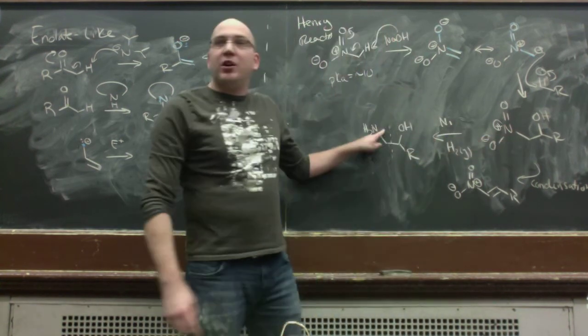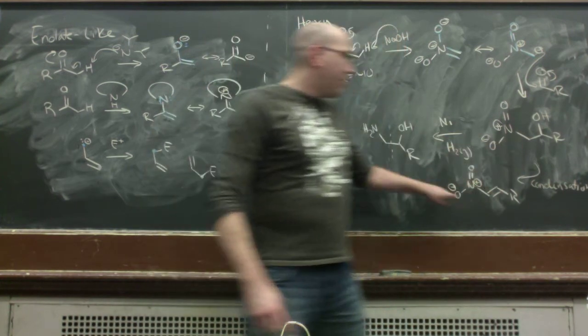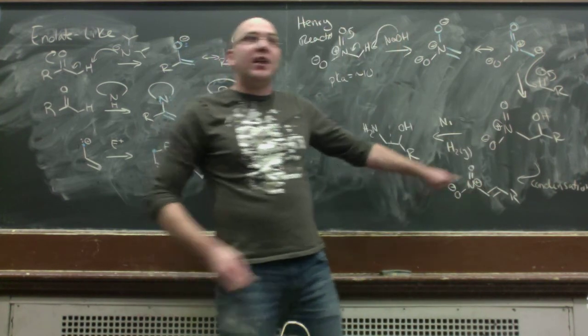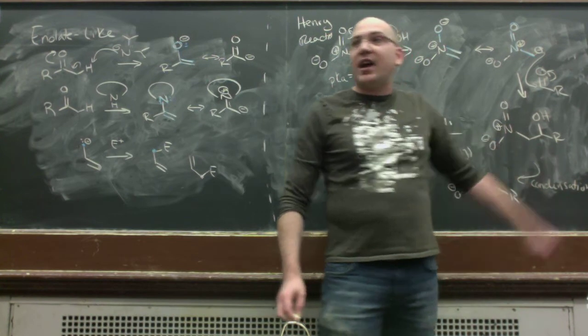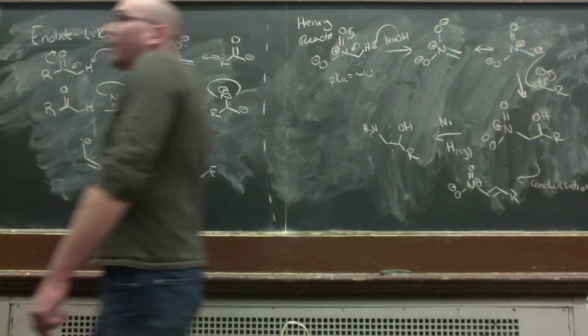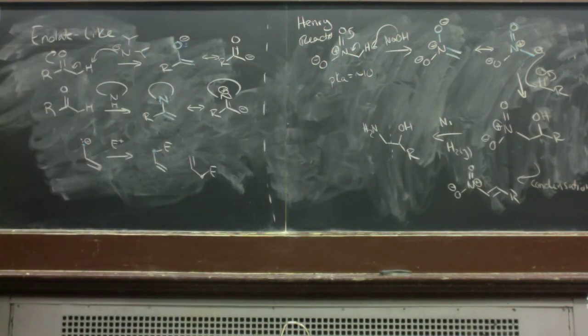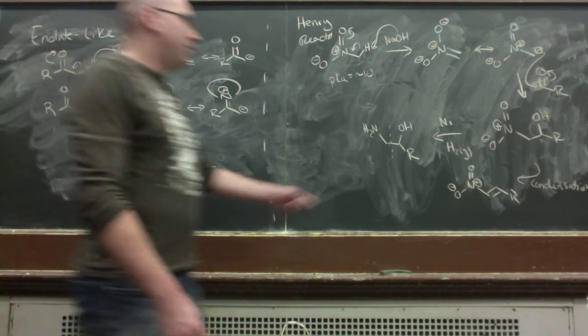We can take them to amino alcohol. We could take them to the vinyl nitro compound. Again, you have the alcohol there. You can imagine oxidizing that and taking to the ketone, right? You can imagine oxidizing to the ketone and then perhaps trying to selectively reduce the oxygen.